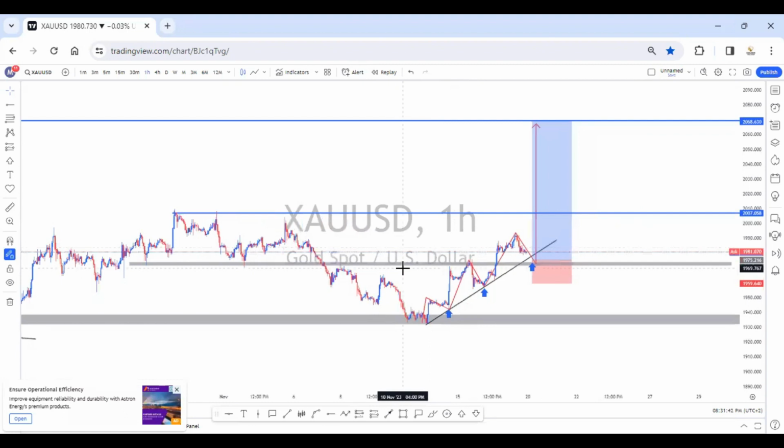Yes, okay. It's a psychological level. The market has been trying to respect this level. Previous always tells a story. Exactly.